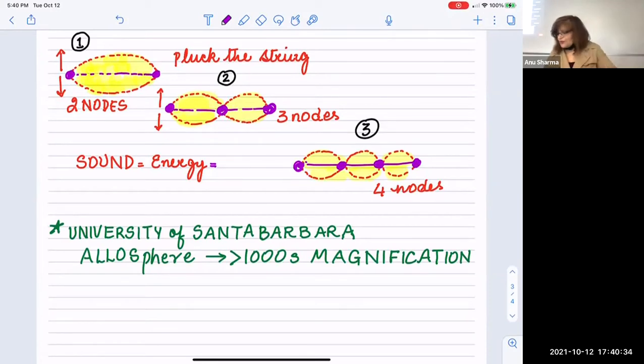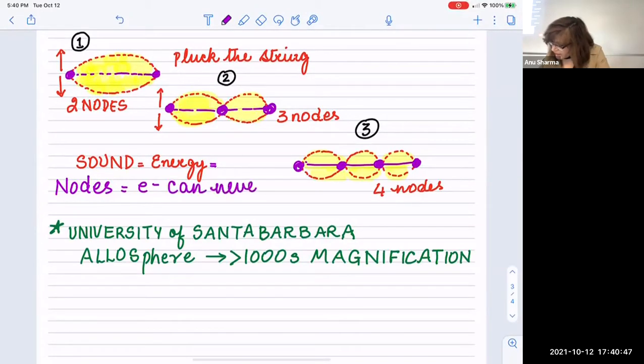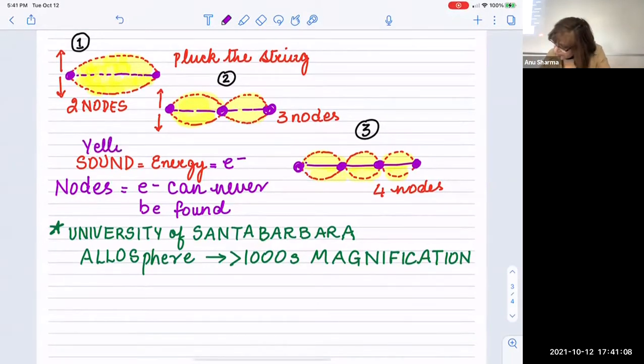It is so beautiful. So anyways, nodes are those places where, 100%, we know electrons can never be found. So at least we know one thing, that electrons are never going to be present there. So the sound is related to energy and the energy location of the electrons, and that is all this yellow region. Okay, so this is one piece.